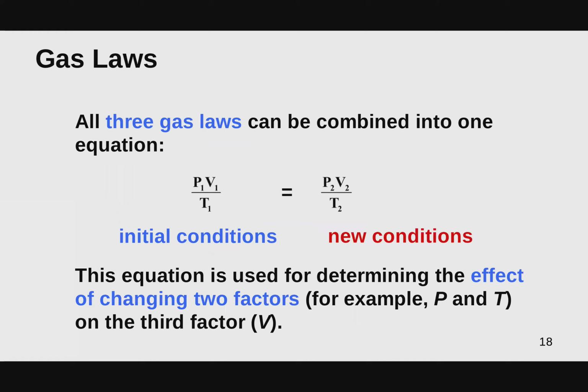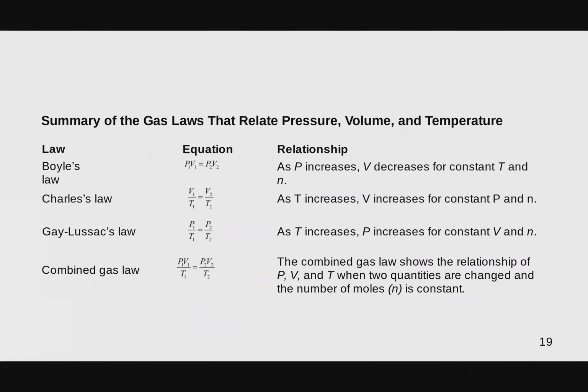Now, we can combine all three gas laws into one nice, beautiful equation where we simply define P1 times V1 over T1 is equal to P2 times V2 over T2, where the initial conditions are proportional to what happens in the new condition. Which tells how fast they're moving. So all really, really nice, sort of wrapped together.